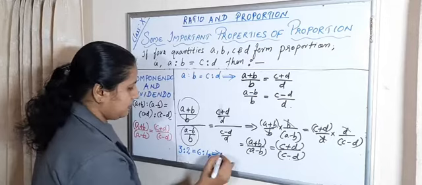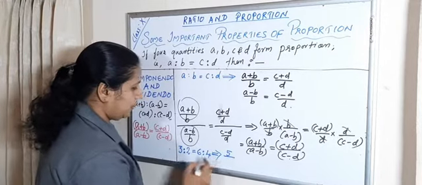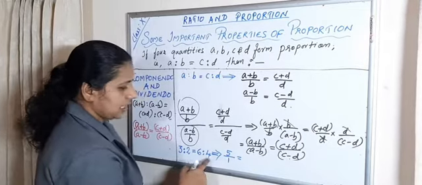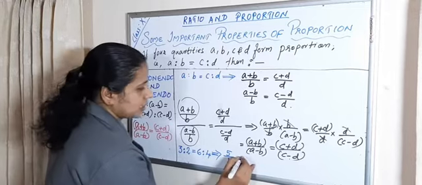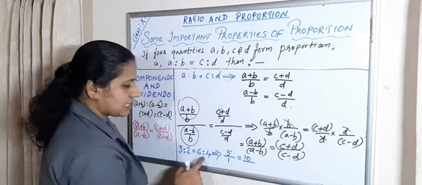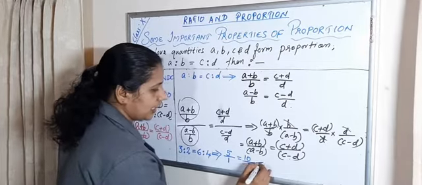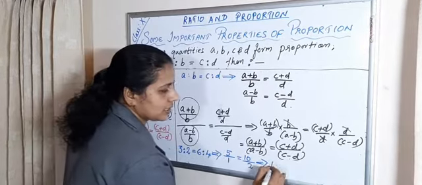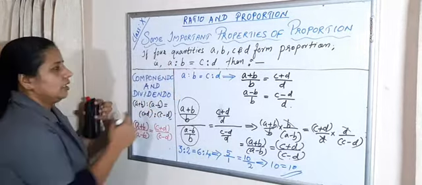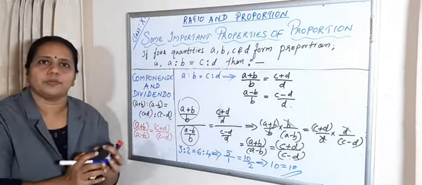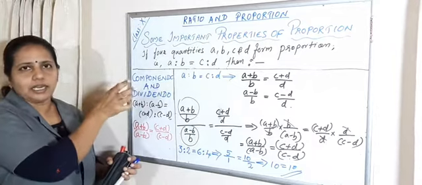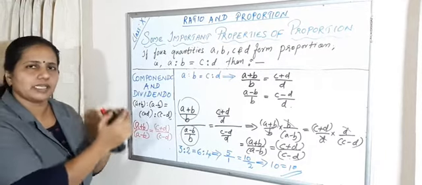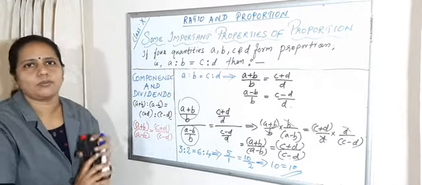That is, A plus B means 3 plus 2, 5, by A minus B means 3 minus 2, 1, equal to what is C plus D? 6 plus 4, 10, divided by 6 minus 4, 2. Implies 5 into 2, cross multiplying, is 10, 1 into 10 is 10, that is, 10 is equal to 10. So this is the componendo and dividendo property, that is, adding the first two quantities and subtracting the first two quantities and making it a ratio. That is componendo and dividendo.